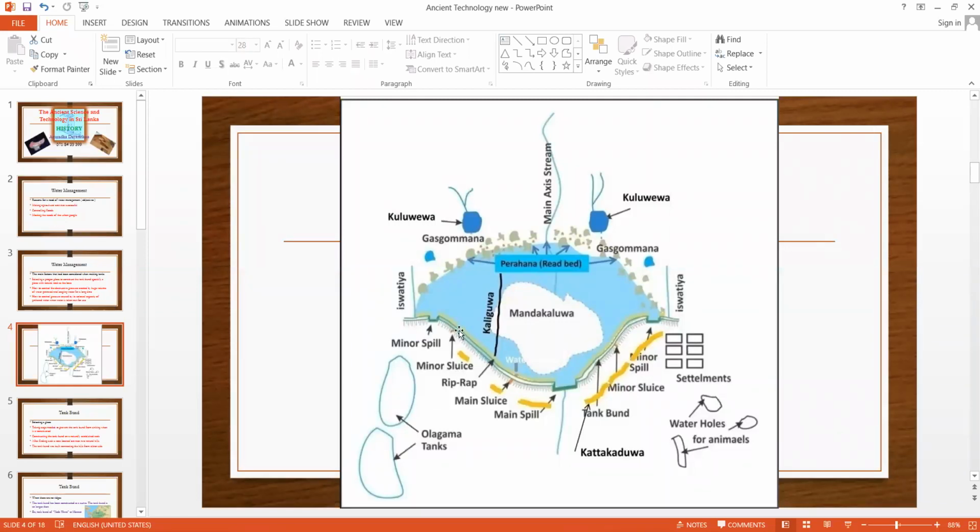And here you can see, on the other, inner surface of the dam, the rip-rap or wave breaker. There are many sluices, the main sluice, there are two sluices for you.